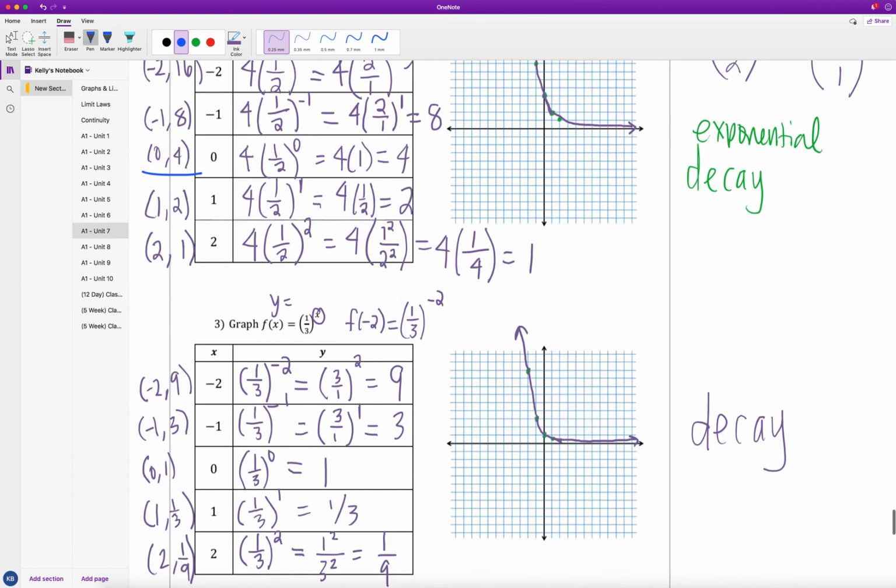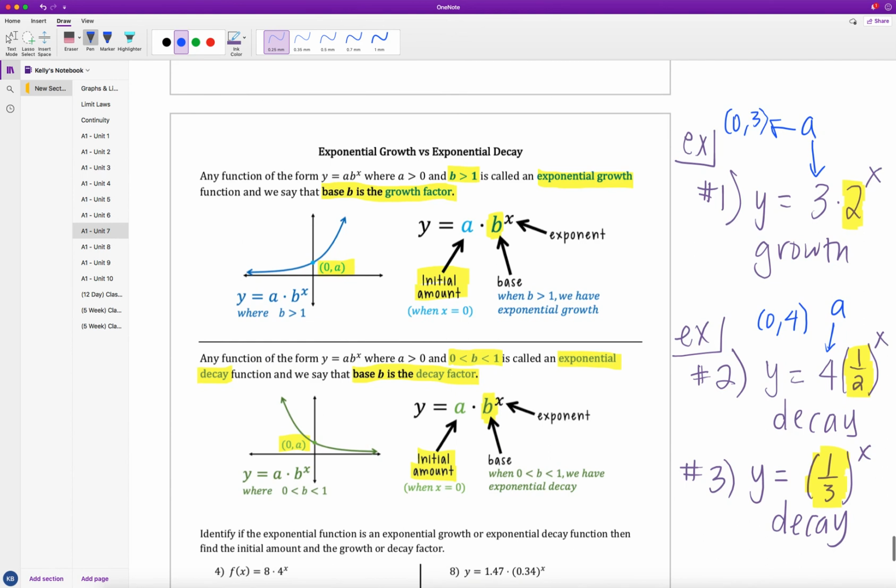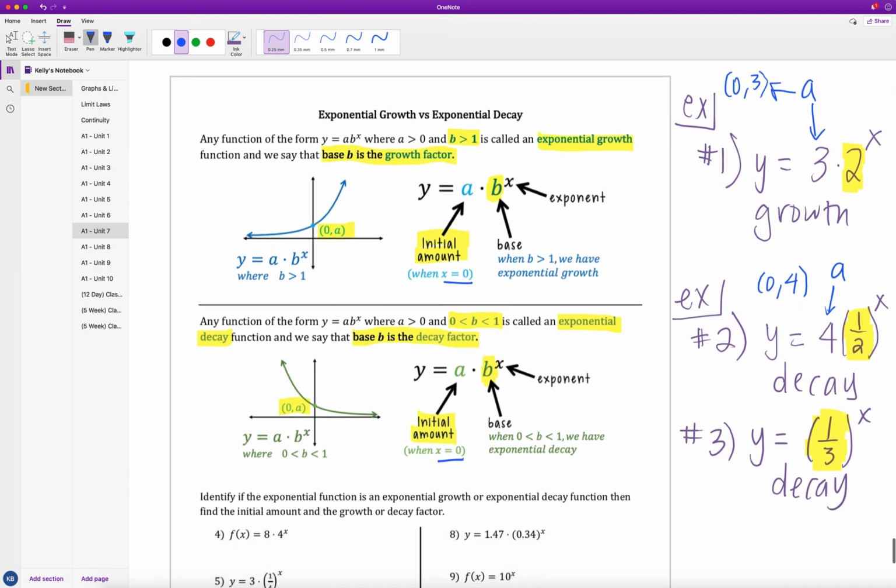And the reason that happens is because no matter what your base is, if I plug in 0 for my exponent, anything to the 0 power is going to be equal to 1, so I get a times 1, which is why a is what we call the initial amount. And that happens when we plug in x equals 0. In example 3, our initial amount is kind of invisible. It's that invisible 1 in front of it, but I still have an initial amount there of positive 1.